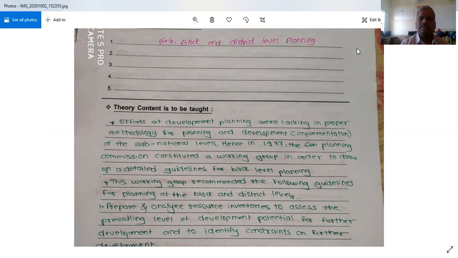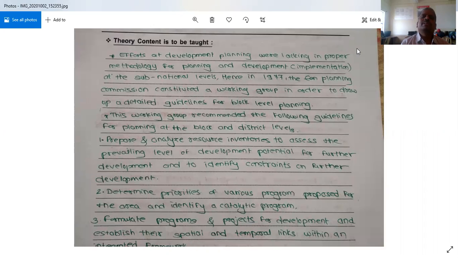level planning. What happened is, before 1977, they were trying to implement all the programs as per the plans, but the methods used, or the implementation of each and every method, was improper, or it was actually not working. So it could not be implemented in a proper way. So to implement it properly, the government constituted a commission in 1977 so that they may give us good guidelines for block level planning.